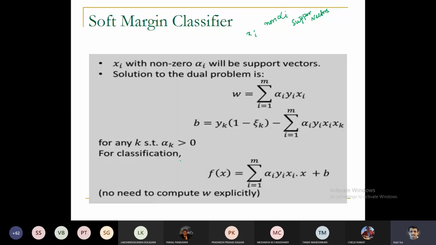For classification in this test case, when a new point is coming, we can calculate the summation of alpha i, yi, xi dot xj, where xj is the new value, plus b, and we find out whether it is plus one or minus, on the other side. There is no need to compute w explicitly. We don't even need to calculate the value of w. We can find the classification of a new point, the testing point, in this way. This is basically called support vector classification.